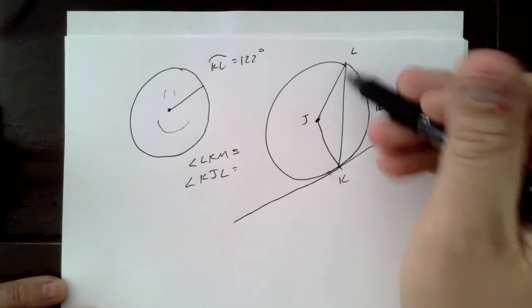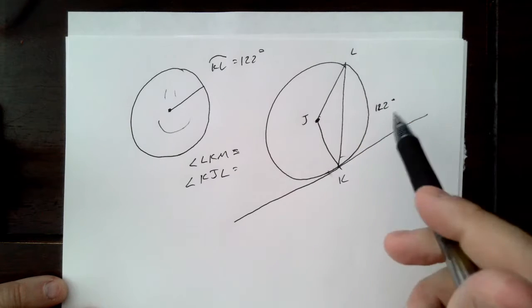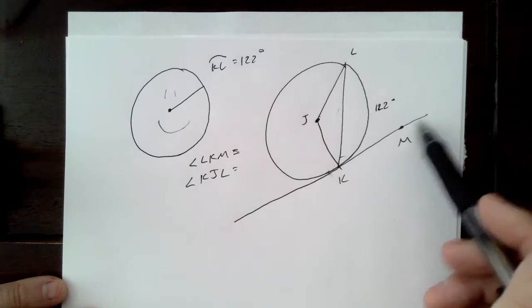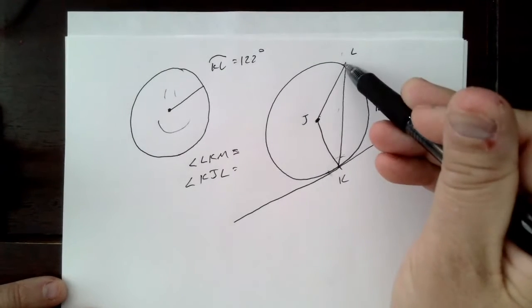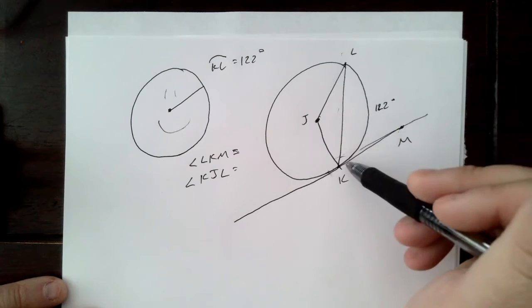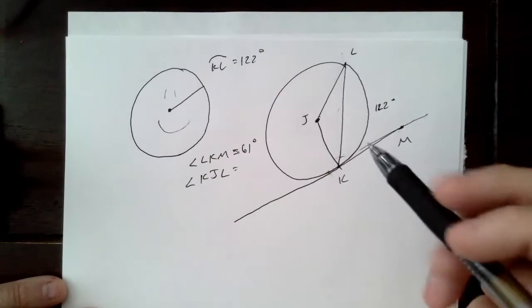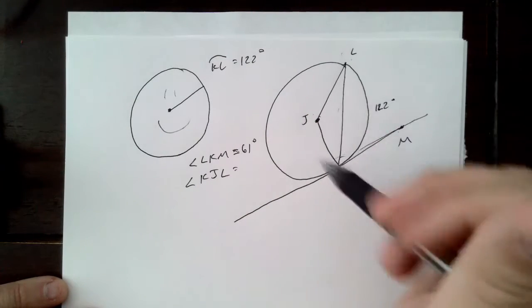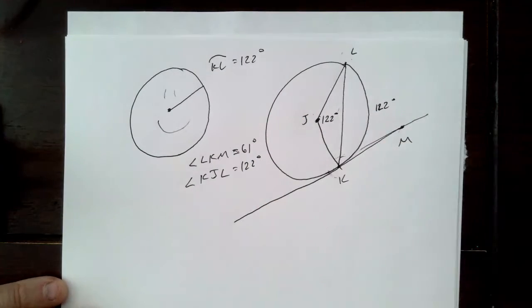So they want LKM, this entire angle right here. Well, one of the theorems we just barely learned is that's an inscribed angle of that arc. From L to K to M, that angle is 1/2 of that arc. So we know LKM is going to be 61 degrees. Well, KJL is going to be 122 because that is a central angle, and central angles are the exact same as the arc. Right, Edge?